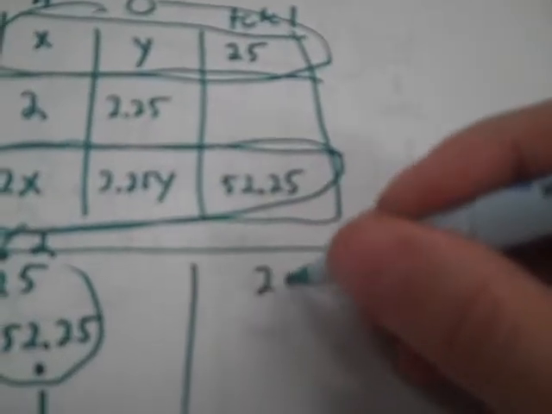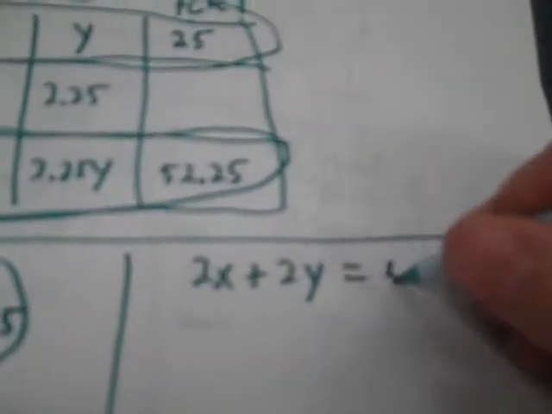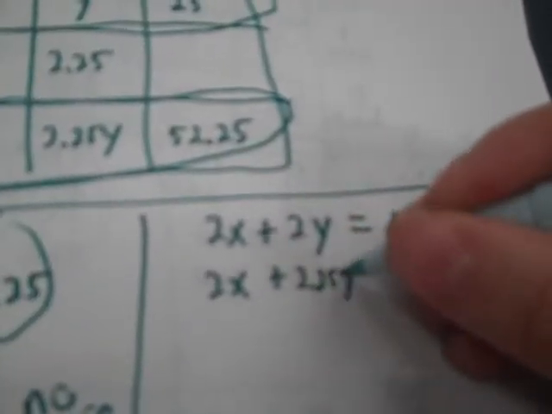And dot, dot, dot. So what do I have here on the bottom? 2. So 2, 2, 2. What do I have on top? 1, 1, 1, 1. So 1x times 2 is 2x. 1y times 2 is 2y equals 25 times 2 is 50. Okay? And then 2x times 1 is 2x. 2.25 times 1 is 2.25y.